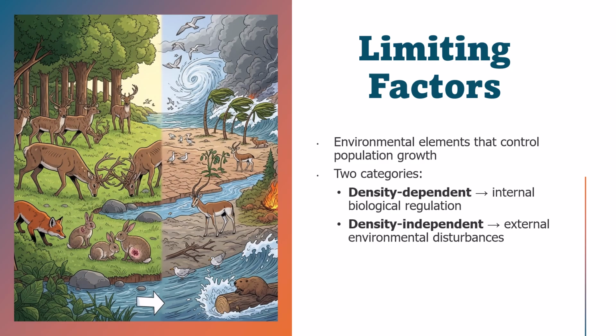Recognizing the distinction is vital. Internal pressures like overcrowding regulate gradually and predictably, while external shocks impose abrupt and indiscriminate change. Both sets of forces shape population stability, combining predictable biological feedback with unpredictable environmental disturbances.